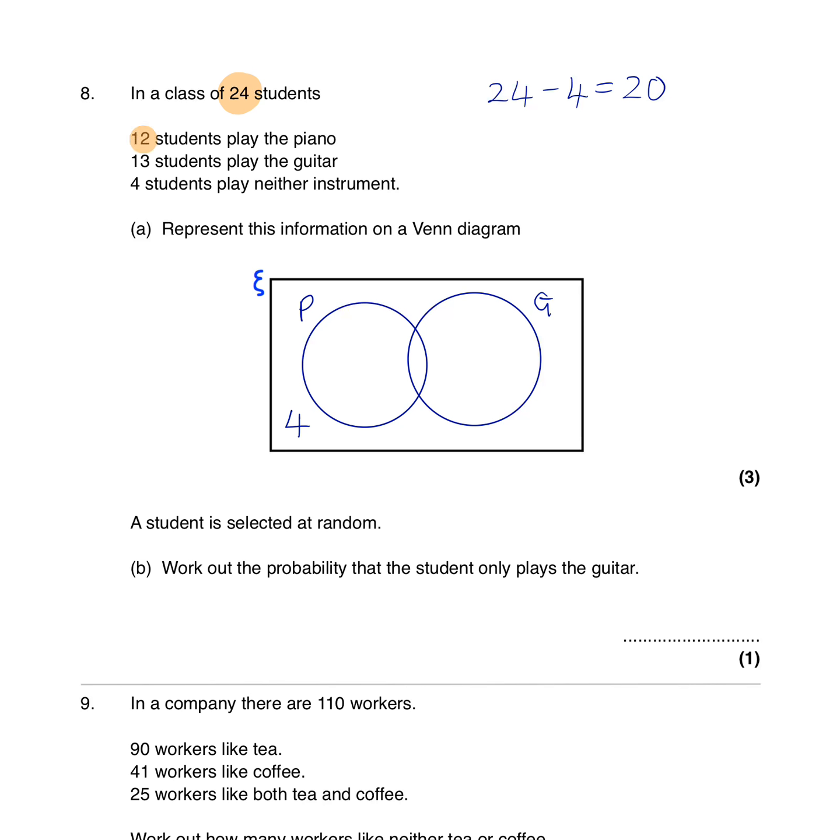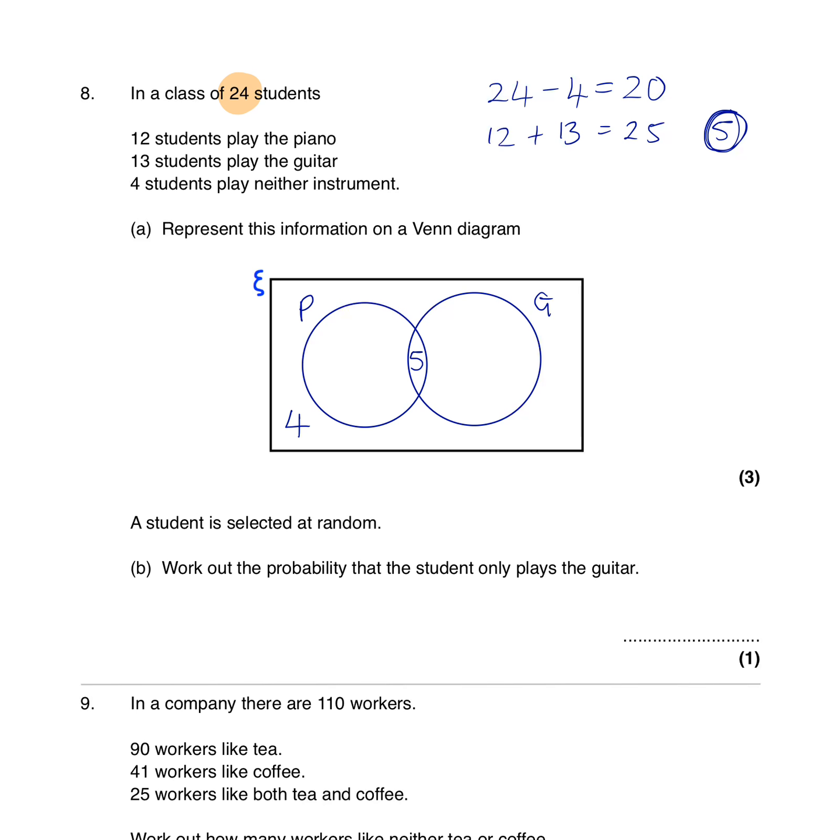But if I look at the 12 and the 13, the 12 and the 13 come to 25. So if there's only 20 students in the picture, but the 2 circles come to a total of 25, this tells me that 5 of the students have been counted twice. So this tells me that 5 of the students are in both groups. So 5 of the students are in the overlap.